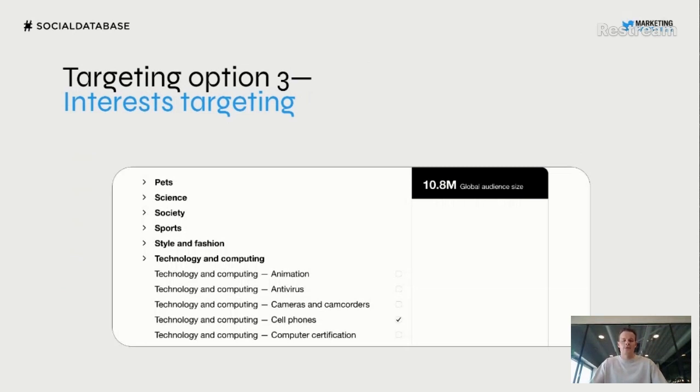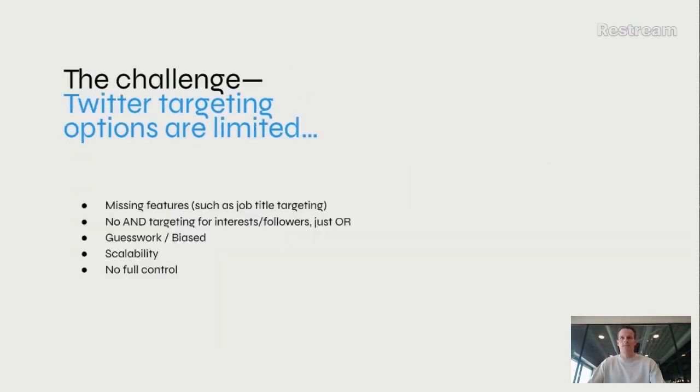Then finally, interest targeting. So Twitter allows you to pick from 300 or 320 or so interests. And then you can target users that have engaged with such accounts on Twitter or such content on Twitter. It tends to be quite broad. So for bigger campaigns or campaigns with a large reach, it works pretty well. But it has some limitations, as you can imagine, as well.